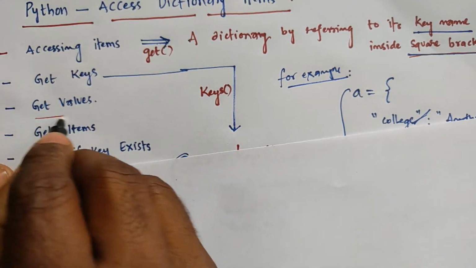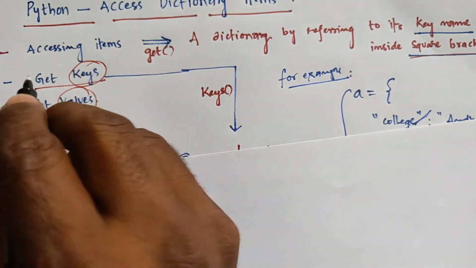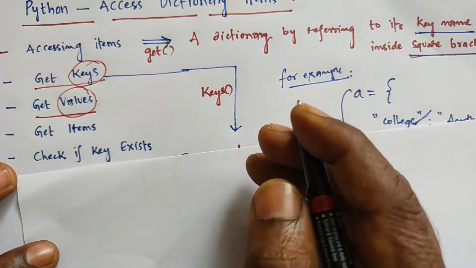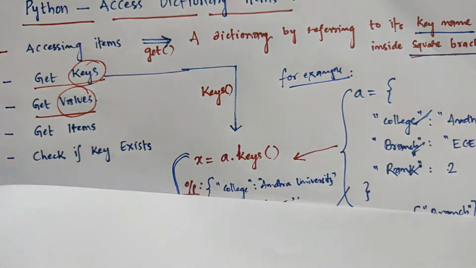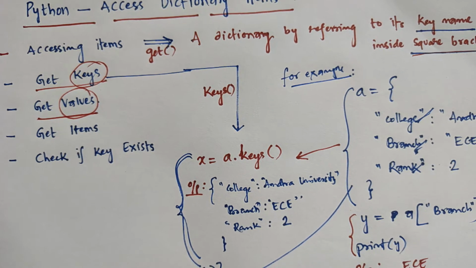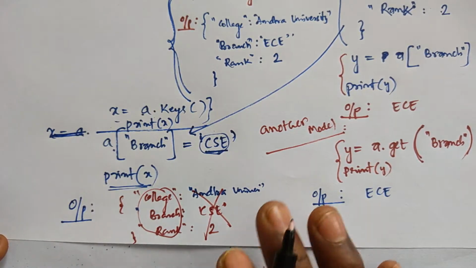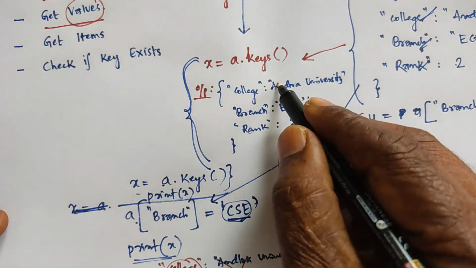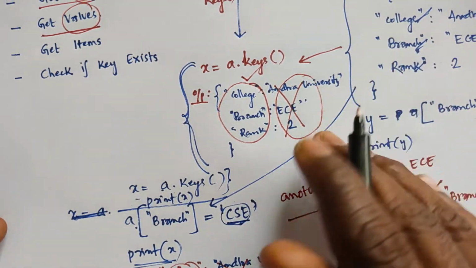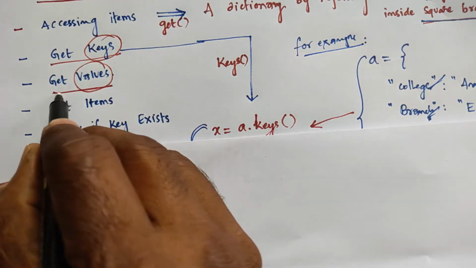Next one is get values. What is the difference between keys and values? Keys are the left side variables, values are the right side variables. With get keys you get only the left side keys, not the right side values. Keys mean the left side, and values are the right side values. Like that we represent get values.